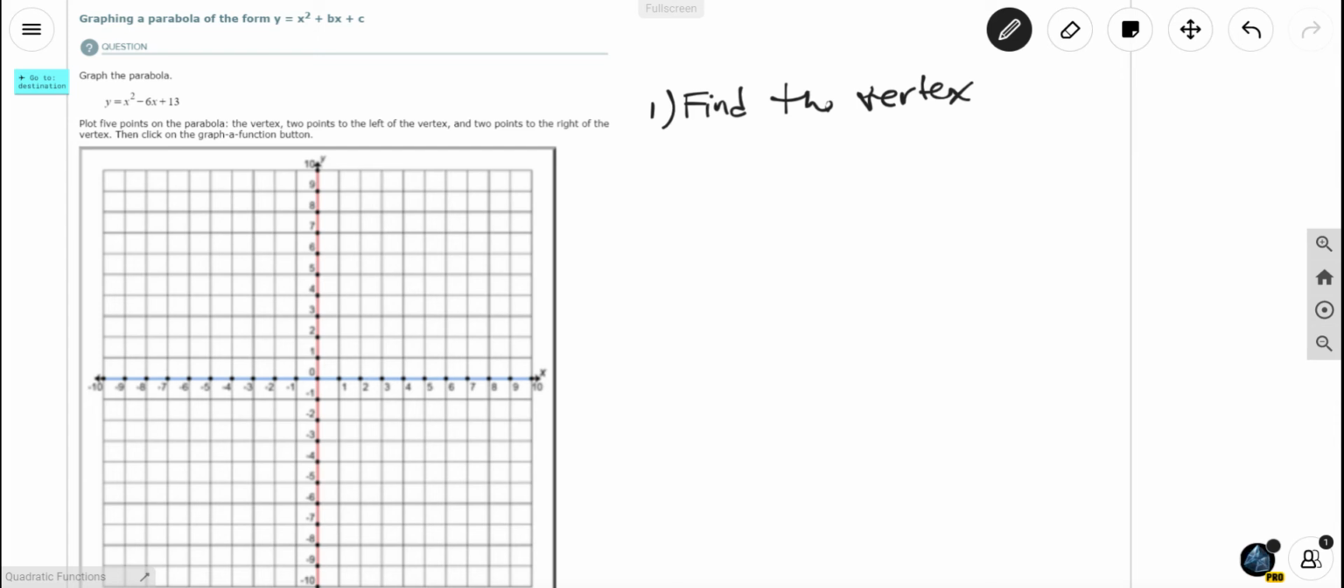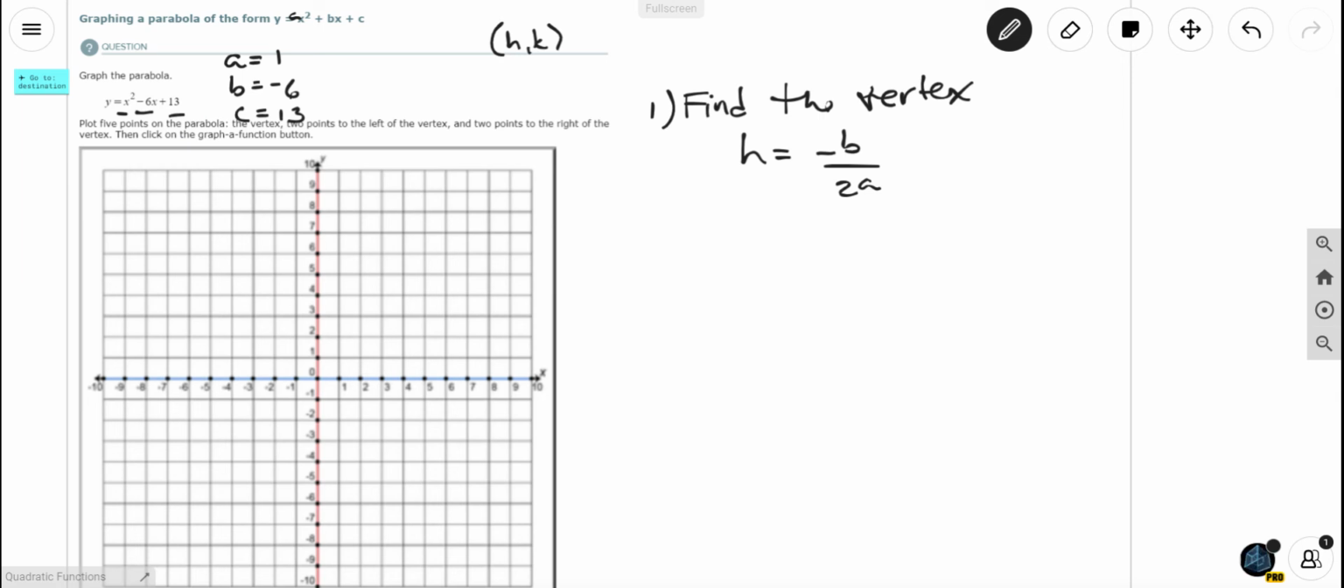Okay, remember the vertex is hk. Okay, well, h is equal to negative b over 2a. So remember this is y equals ax squared plus bx plus c. Okay, in this case, and sometimes it's helpful to name it, a is equal to 1, b is equal to negative 6, and c is equal to 13. Do you see how I got that? You pull it out from underneath. They're the coefficients and the constant.